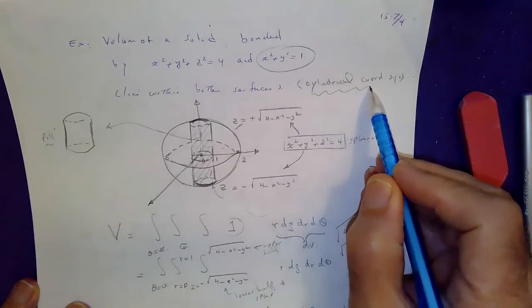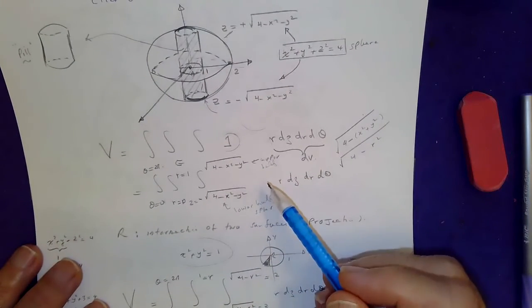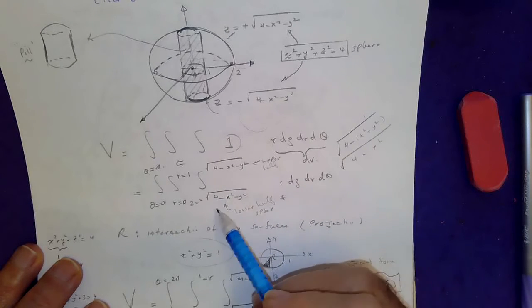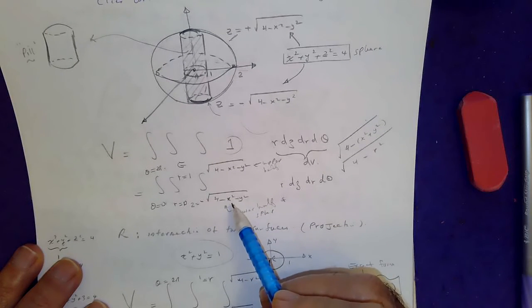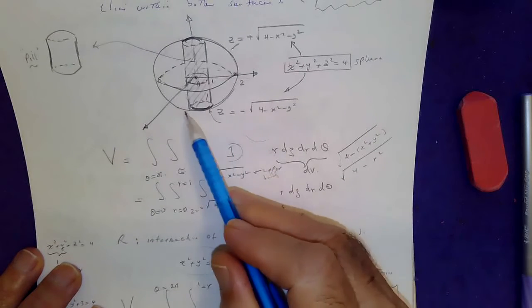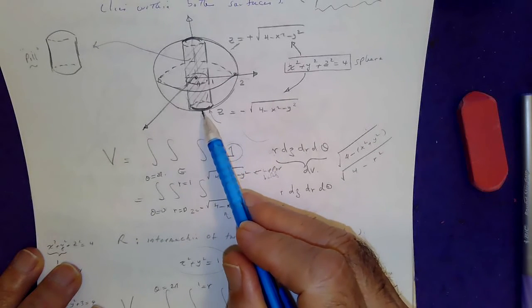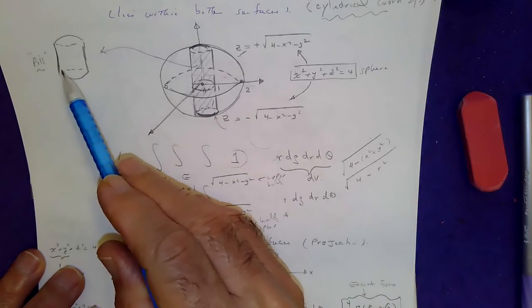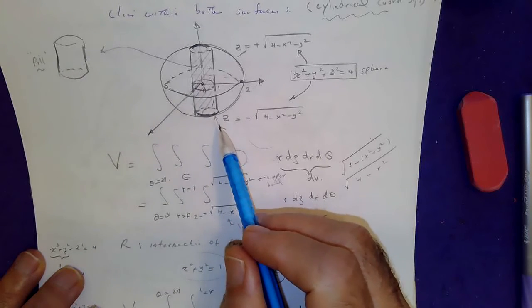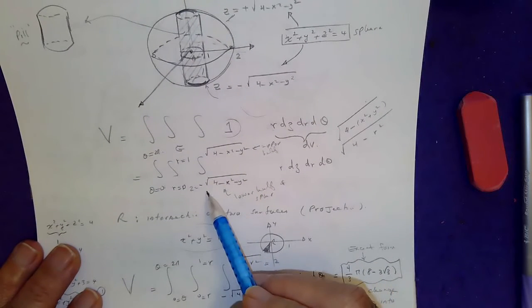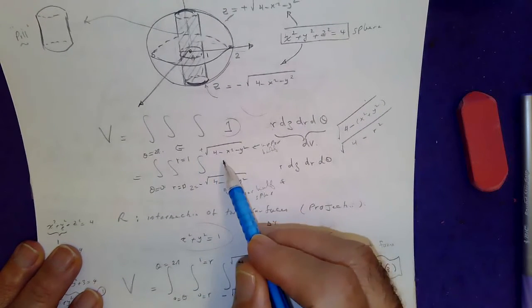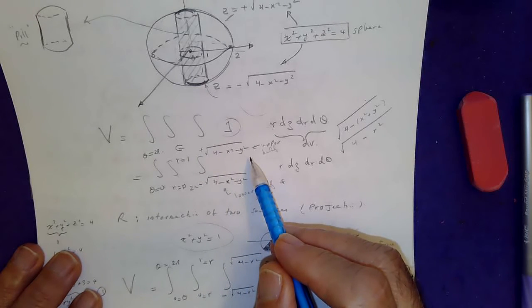In this case, they want you to use cylindrical coordinates. So we're going from the negative square root of 4 minus x squared minus y squared, which is the bottom of this pill, like a medicine. The bottom is the sphere, and so is the top. So you're going from negative square root of 4 minus x squared minus y squared to positive square root of 4 minus x squared minus y squared.